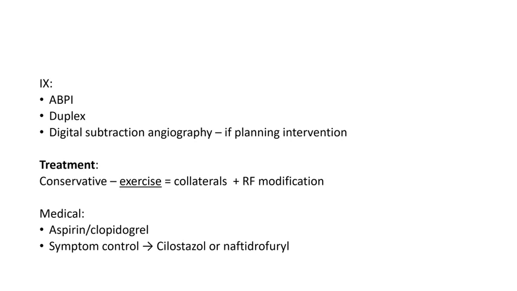The treatment is conservative and medical. So conservative, the first line is exercise programs. These both improve the collateral circulation to that affected limb, as well as help modify the cardiovascular risk factors, as always. Medical management, you can give an antiplatelet agent, aspirin or clopidogrel, and you can give other symptom control that a specialist would give.